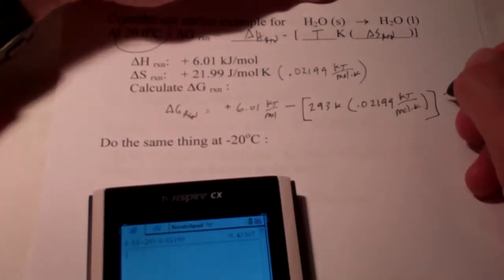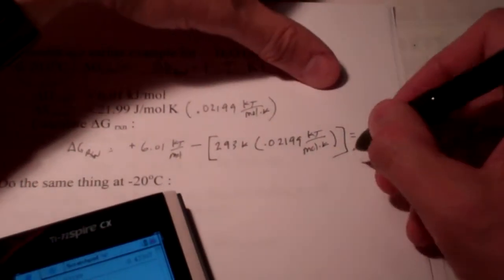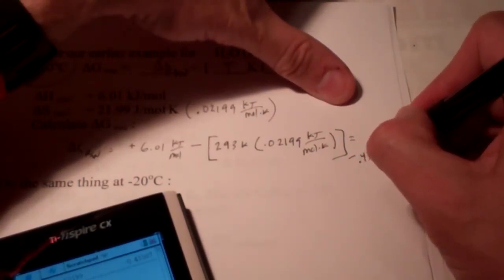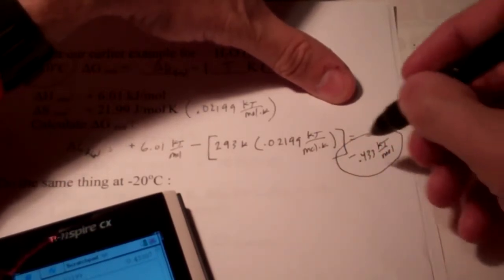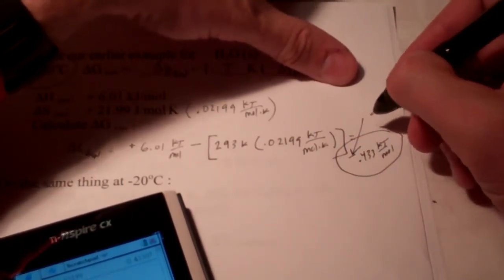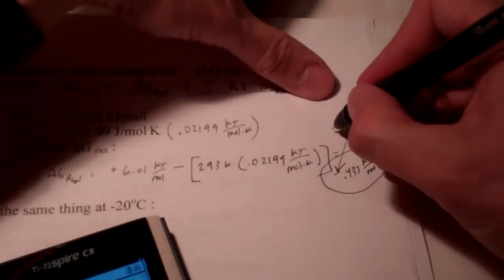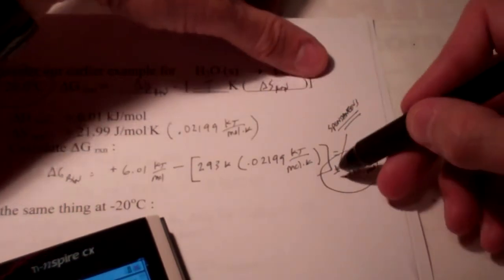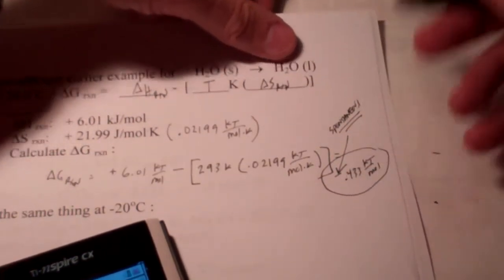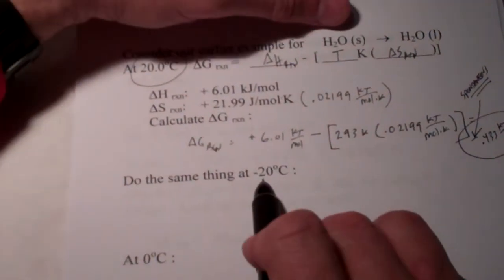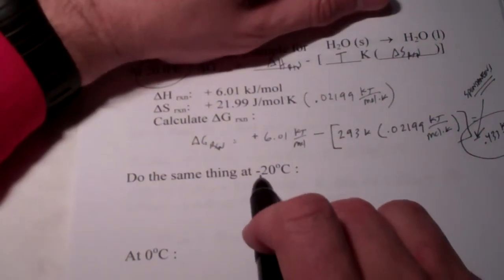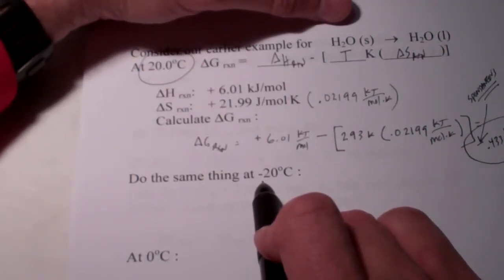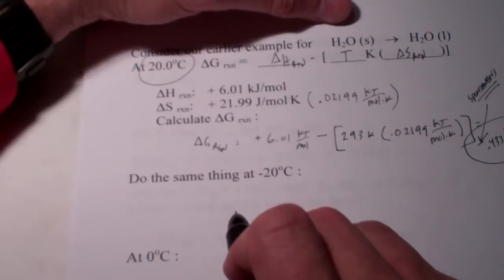And my value here is a negative 0.433 kilojoules per mole. Now the important thing here is this negative sign. That tells us that at 20 degrees Celsius the reaction is spontaneous. Delta G is less than 0. Well, let's do it at negative 20. And we probably already know the answer to this. Is ice going to melt spontaneously at a temperature that cold? Of course not. So we know that delta G is going to end up having a positive value here.